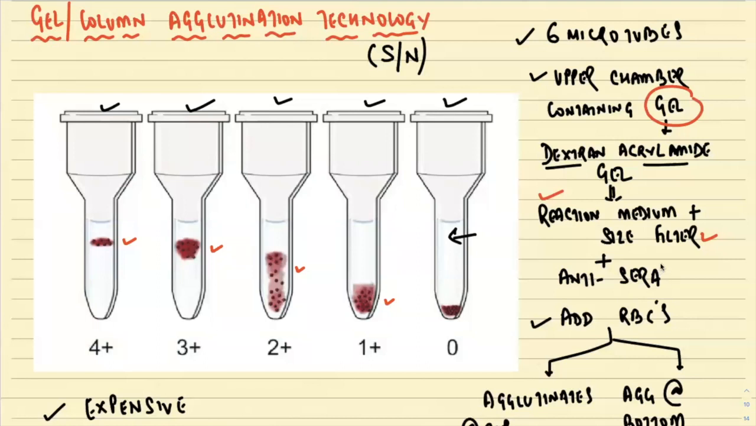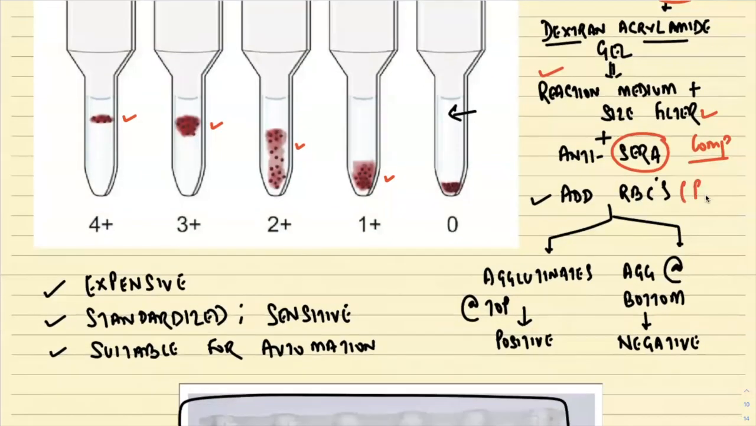Okay, so over here, this gel, that is acrylamide gel, is there. Along with that, the anti-sera is there. This is provided by the company. Now to this, we are adding the patient's RBC. Now, for example, if agglutination is occurring at the top, it is taken to be positive. And if agglutination is taking place at the bottom like this, it is said to be negative.